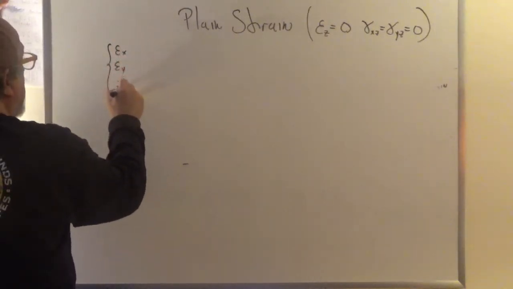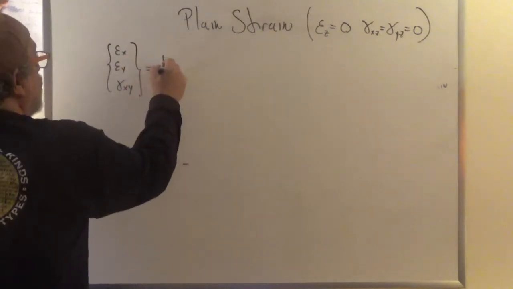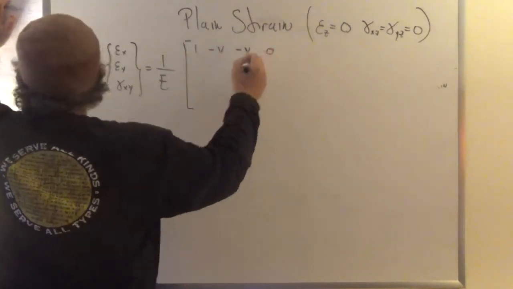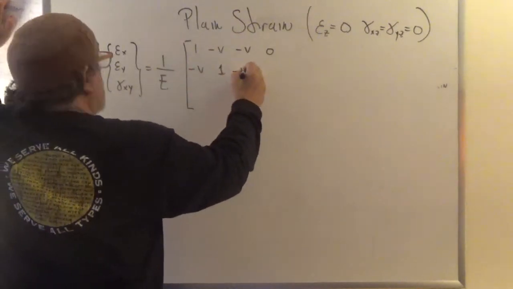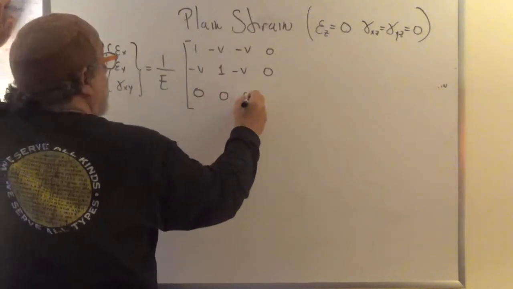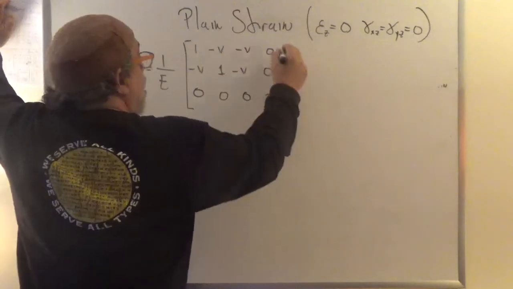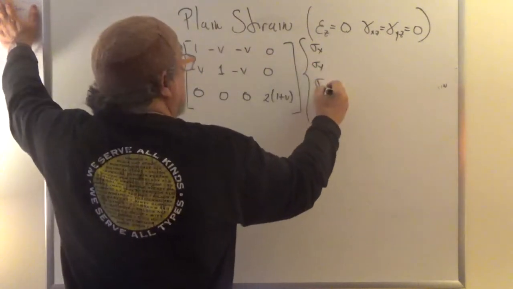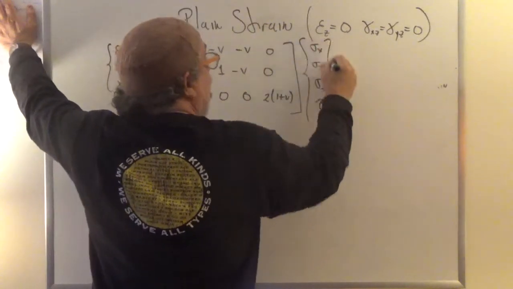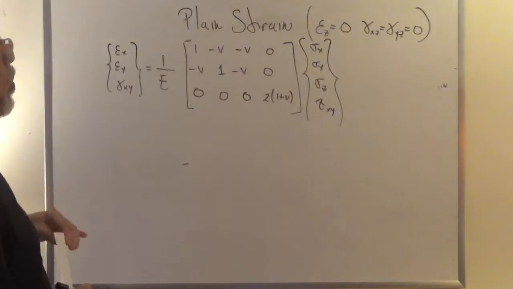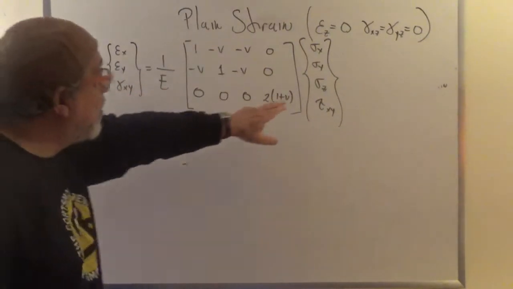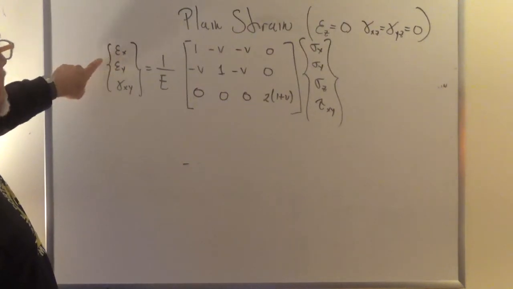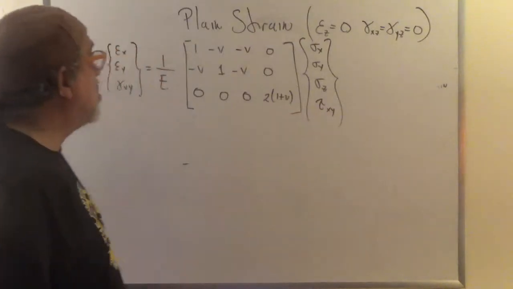Epsilon x, epsilon y, and gamma xy is equal to 1 over E times 1 minus nu, 0, minus nu, 1 minus nu, 0, 0, 0, 0, 2 times 1 plus nu, close, and that's multiplying sigma x, sigma y, sigma z, and tau xy. Because in plane strain, we are not saying that there is no stress in z. There is a stress in z, right? And this is what we find. We have plane strain, so these are the only strains.